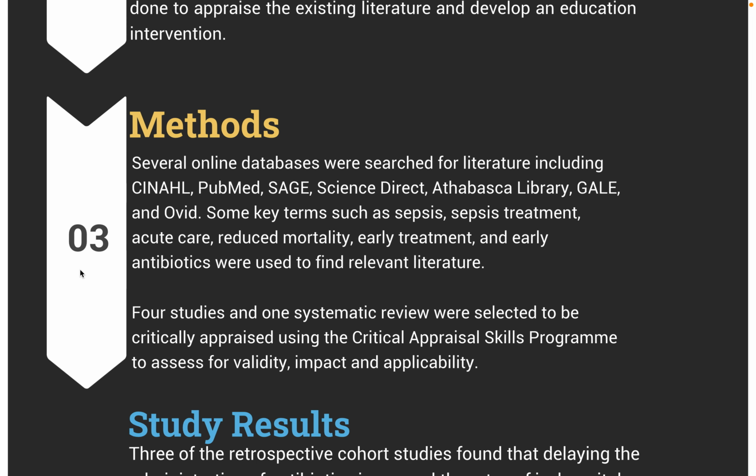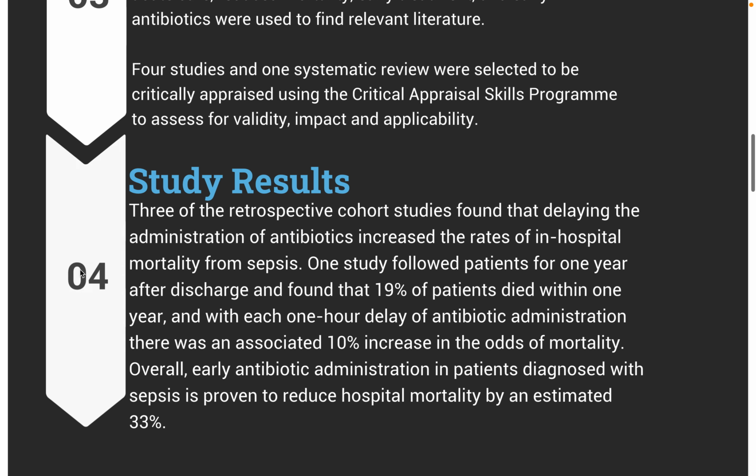A literature search was then done to appraise the existing literature and develop an education intervention. Several online databases were searched for literature, including CINAHL, PubMed, Sage, ScienceDirect, Athabasca Library, Gale, and Ovid. Some key terms such as sepsis, sepsis treatment, acute care, reduced mortality, early treatment, and early antibiotics were used to find relevant literature. 4 studies and 1 systematic review were selected to be critically appraised using the Critical Appraisal Skills Program to assess for validity, impact, and applicability.